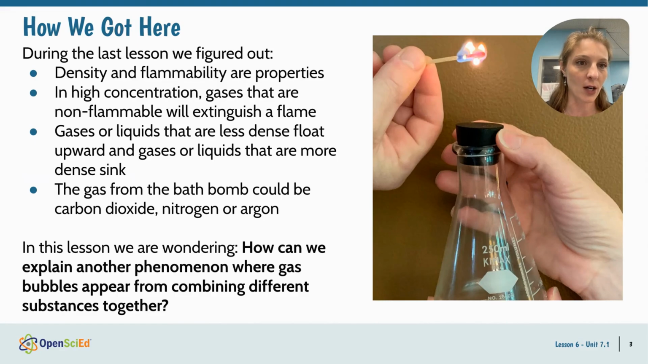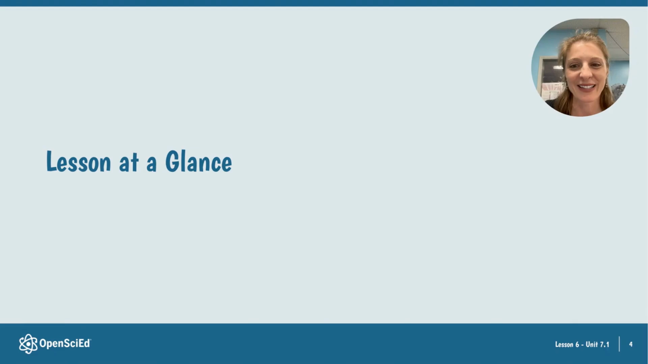We finally figured out that the gas that could be coming from the bath bomb might be carbon dioxide, nitrogen, and/or argon. So in this lesson, we're wondering, how can we take what we know to explain another phenomenon where gas bubbles appear from combining different substances together? In other words, can we explain elephant toothpaste? Let's take a look at the lesson at a glance to see how the students will answer this question.